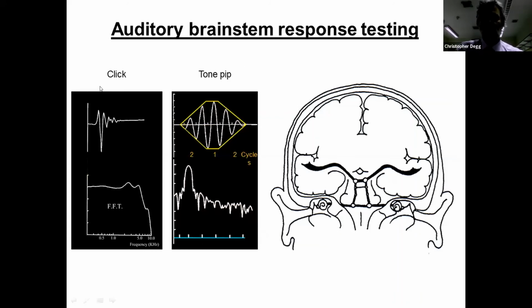And we can provide an acoustic click, which is broadband, covers lots of frequencies, or we can have a short duration sine wave, which is a tone pip. And we can have different frequency tone pips, which are more frequency specific.